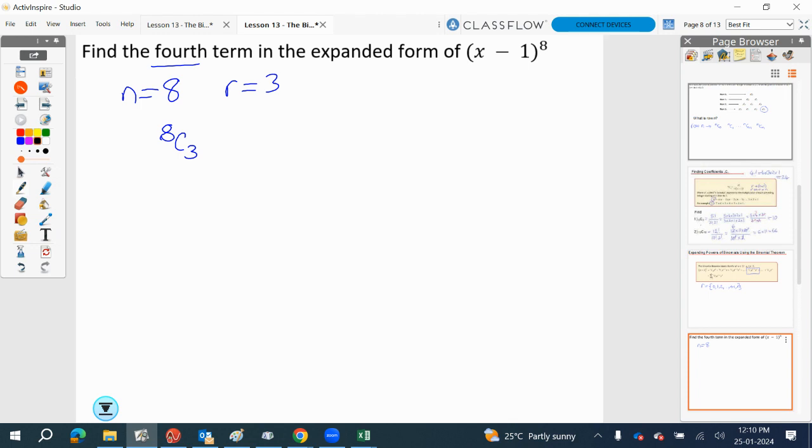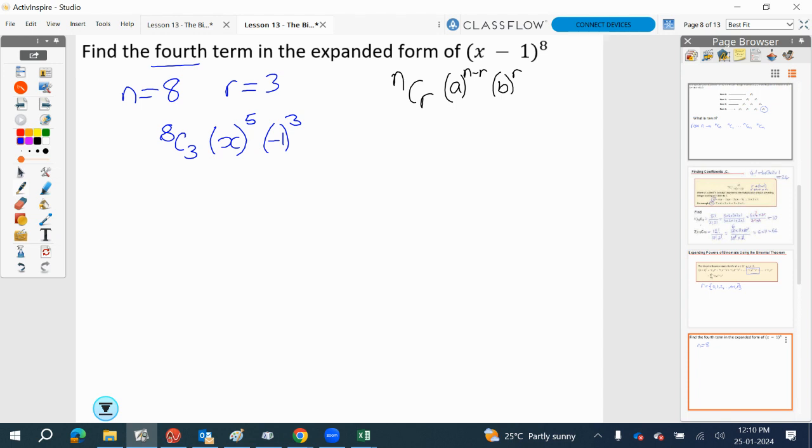Let me write up the general form. So we've got nCr, we've got a to the n minus r, we've got b to the r. This is the general formula for the binomial expansion. So we've got 8C3. We've got, what's a? a is x. What's n minus r? 8 minus 3 is 5. What is the value of b? Minus 1. Minus 1 to the power of 3.